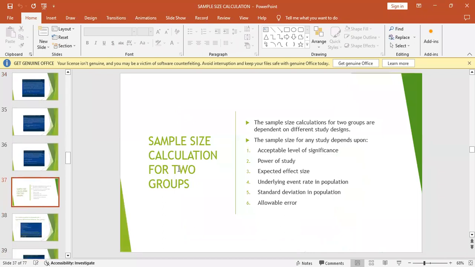Now the sample size calculation for two groups. The sample size calculation for two groups depends on different study designs. The sample size for any study depends upon the acceptable level of significance, power of study, expected effect size, underlying event rate in population, standard deviation in population, and allowable error.